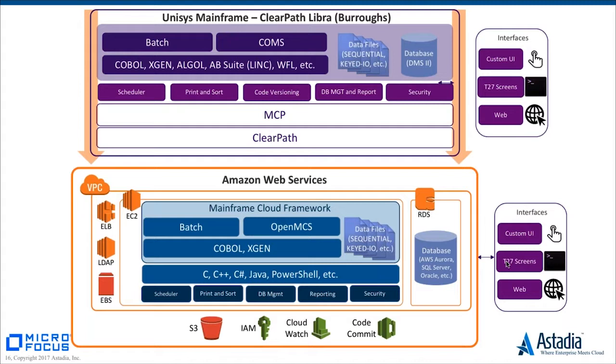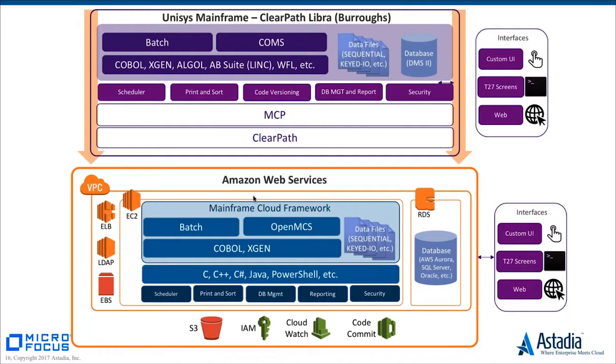So if we take a look at how that looks from an architectural standpoint, if you look at your general sort of high-level Burroughs or ClearPath Unisys mainframe environment, you've got your usual suspects, the ClearPath environment, hardware, MCP sits on top of the operating system, and then you've got sort of the core application pieces up top, and that's your batch environment, the comms online environment, and then the various languages that you might be running in that environment: COBOL, XGen, Algol, Link, Wiffle, etc.